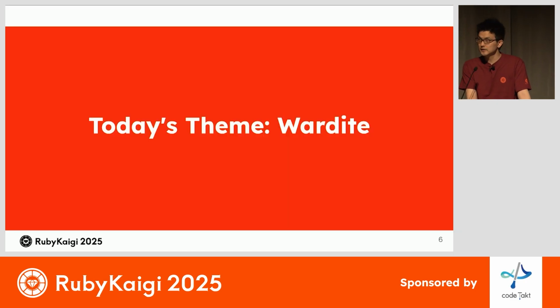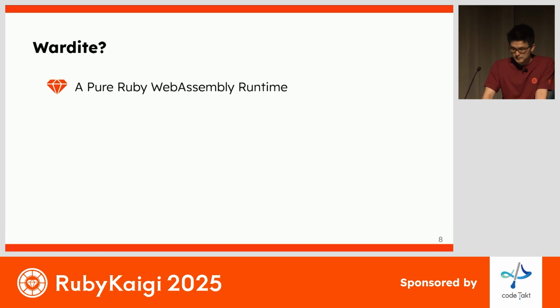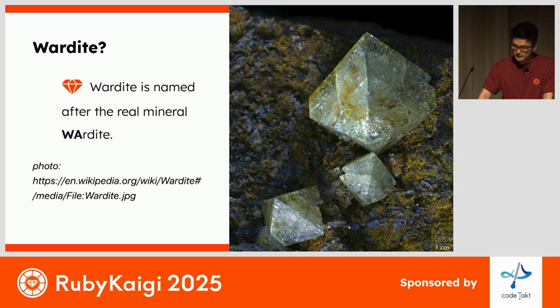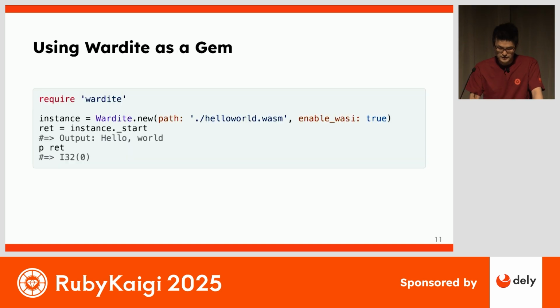Okay, today's topic is Rodite. What is Rodite? It is a WebAssembly, or WASM, runtime written entirely in pure Ruby. Rodite is named after the rare mineral rhodite, which starts with the letters W and A. It's a standard Ruby gem, so you can simply run gem install Rodite and start using it. You can also use Rodite as a library to load and interact with existing WASM modules directly from your Ruby code.